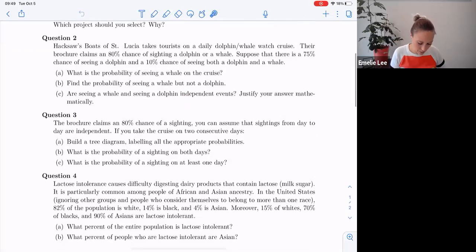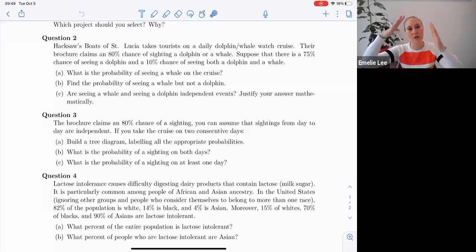So for question 3, it says the brochure claims an 80% chance of a sighting. Okay. You can assume the sightings from day to day are independent. Okay. That means that every day you go out, there's a 0.8 chance of seeing something, right, of a sighting, which means that there's a 20% or a 0.2 chance of no sighting, right? So you're going to have S and the complement of S. So then the first day would be the first layer.